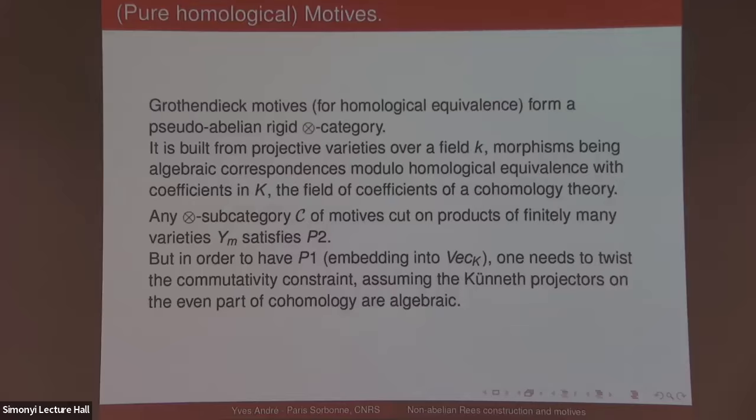So you fix one cohomology theory. Yes. So P2 is okay. One just has to consider only finitely generated motives, the basic motives. But for P1 there is already a problem because we need an even category. To have an even category means that any object is killed by some exterior power. One needs to twist the commutativity constraint, and so assume that the Künneth projectors on the even part of the cohomology are algebraic. Let's assume this for the moment, and we'll return to this point later.